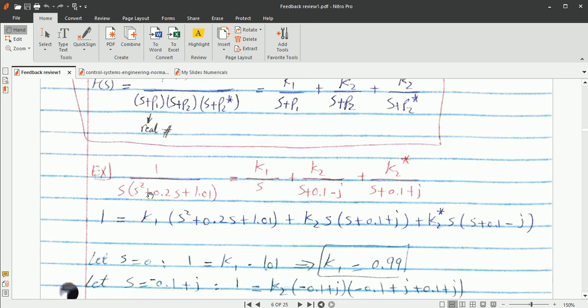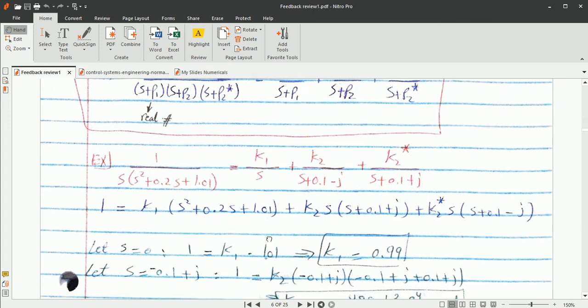In this example, 1 over s into s square plus 0.2 s plus 1.01. First you have to find the roots of this; you can even solve it with the calculator. Its roots are minus 0.1 plus j and minus 0.1 minus j. So here you get k1 over s plus k2 over s plus 0.1 minus j and k2 conjugate over s plus 0.1 plus j.